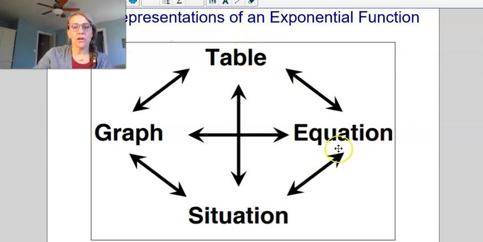So last week we worked on just this one right here, table to equation, equation to table. This week we're going to work on the remainder. Okay, and that's what this lesson is about. You're going to be prompted to answer questions along the way, and the video will actually stop. And then at the very end, you're going to have to submit something in Schoology for your end of the lesson. Okay, so let's get started.